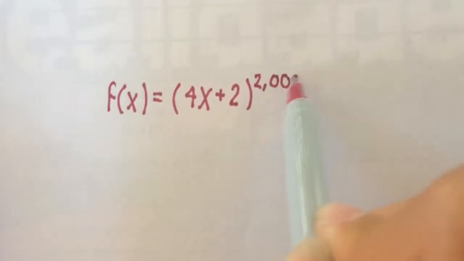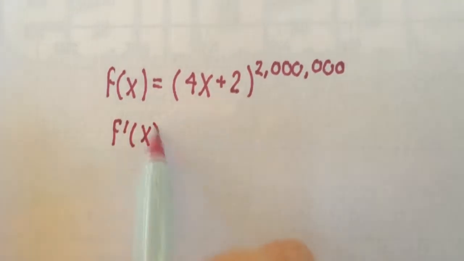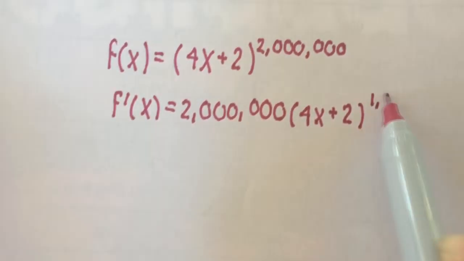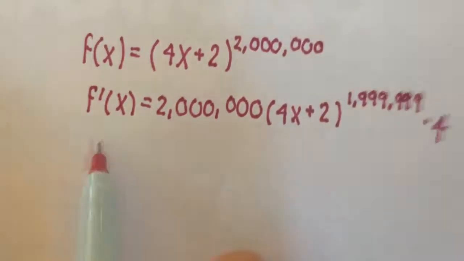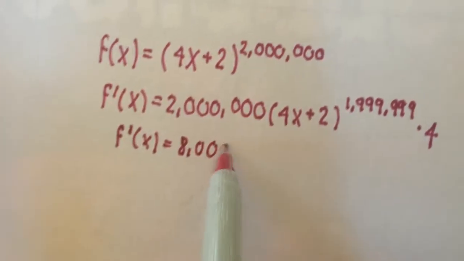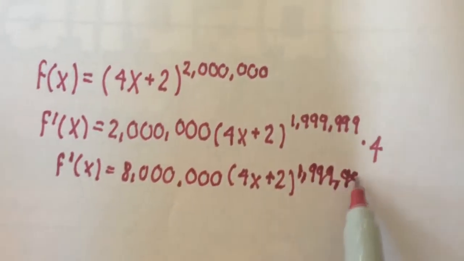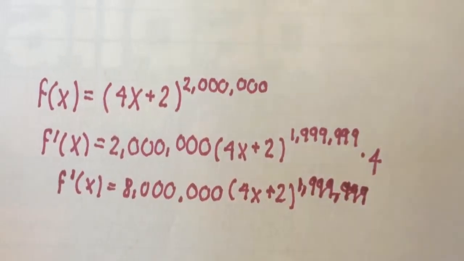Here's the second example for chain rule. It's (4x plus 2) to the power of 2 million. To find the derivative, you take 2 million, you put it in the front, then you subtract 1, and then you find the derivative of the inside, and then you simplify for the answer, which is that.